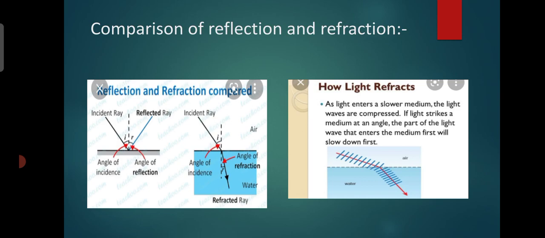How does light refract? As the light enters a slower medium, the light waves are compressed, and if the light strikes a medium at an angle, the part of the light wave that enters the medium first will slow down.